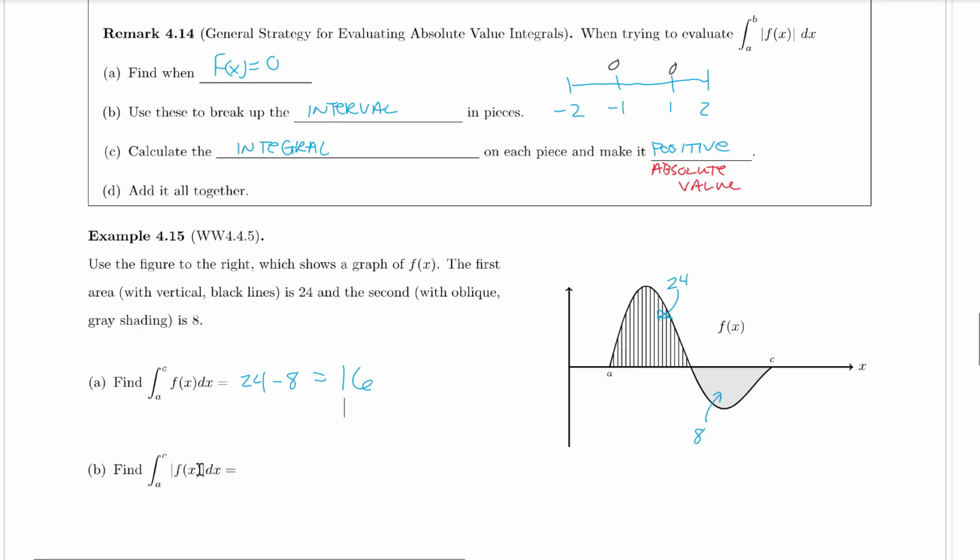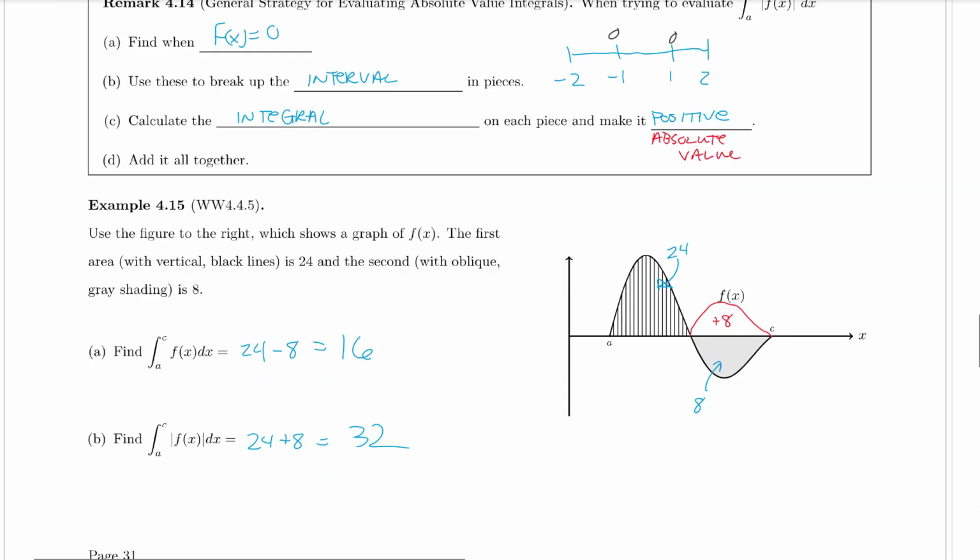When we're taking the integral of the absolute value, this is like finding the total area. So we're going to do 24 plus 8 because we found the absolute value, which is going to be a positive 8 area up there. And so when we do 24 plus 8, the area that we get is 32. Notice that we're going to do 24 minus 8 when we do the regular integral, and 24 plus 8 when we do the absolute value integral.